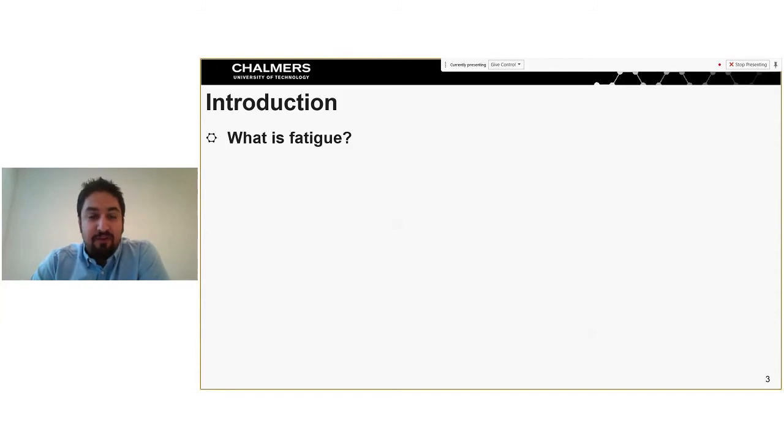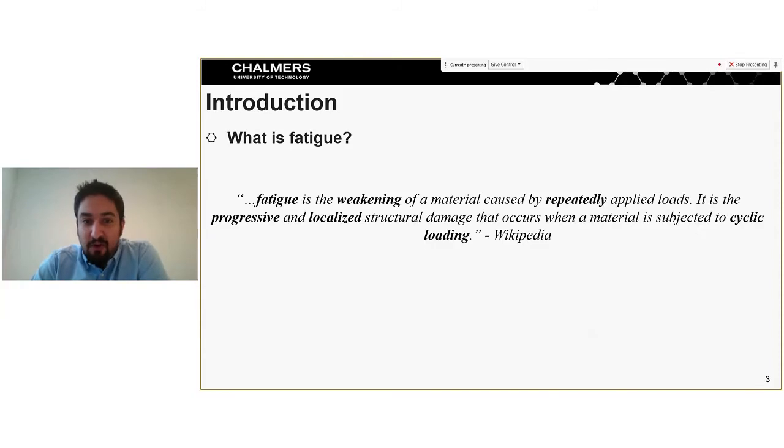So, a brief introduction. The question might rise, what is fatigue? Well, according to Wikipedia, fatigue is the weakening of a material caused by repeatedly applied loads. It is the progressive and localized structural damage that occurs when a material is subjected to cyclic loading. So, in other words, if you ever have tried to bend a paper clip, that is fatigue failure. And the same phenomenon happens in bridges, but of course with much lower loads and for millions of cycles.